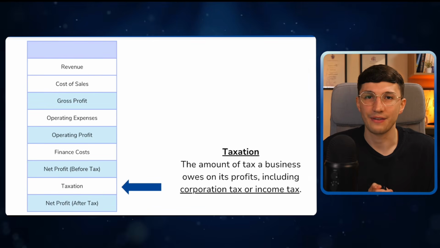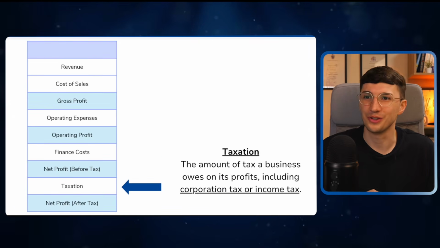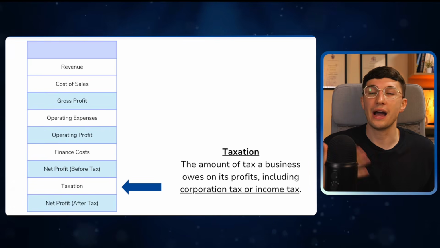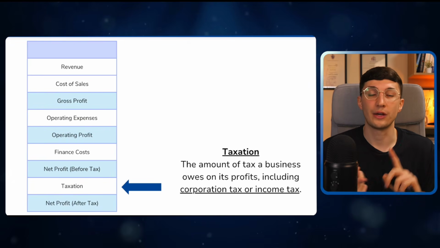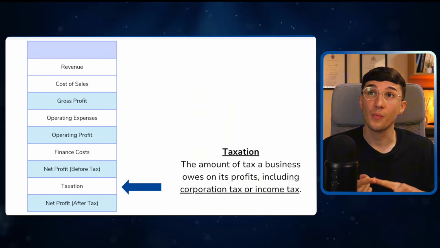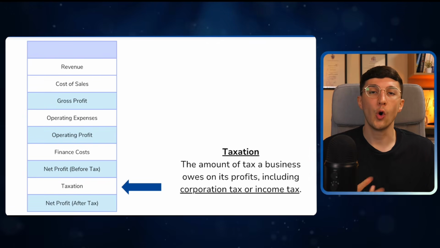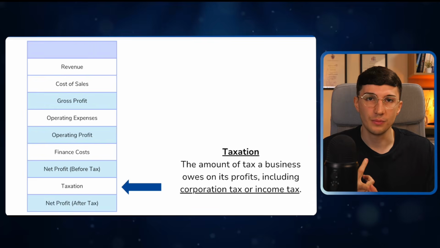And then finally, we have our taxation. This is what we have to pay to the government. So for a business, if you're an LTD or public limited company, you pay corporation tax, which at the time of this recording is 25%. Or if you're self-employed, you would pay income tax levels.